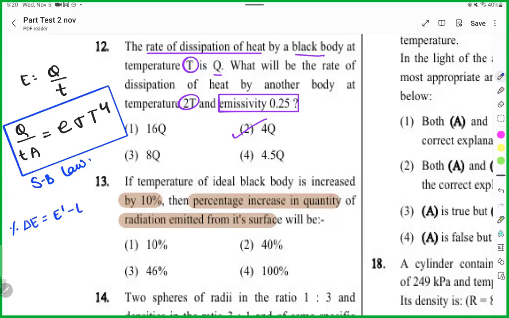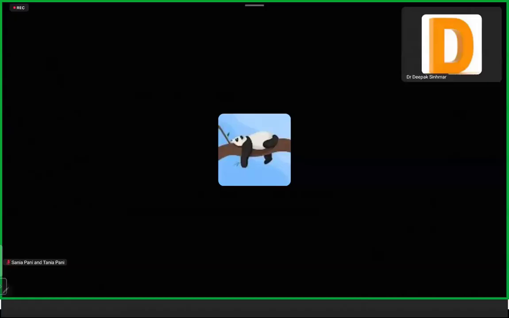New emissivity minus old, divided by the old one, correct? In the form of percentage, then you will get the answer. Multiply by 100 because it is in percentage. This is what you have to calculate. You can take E as such, E original. First, you have to calculate what is E dash, and based on that, you can get the answer. I have already told you everything, now you just have to calculate.